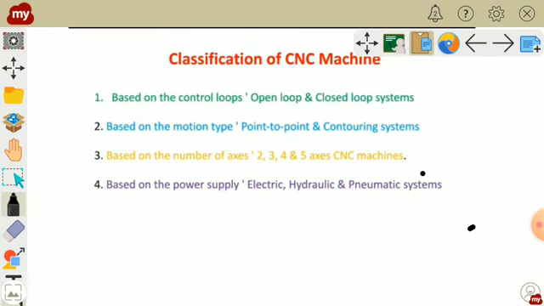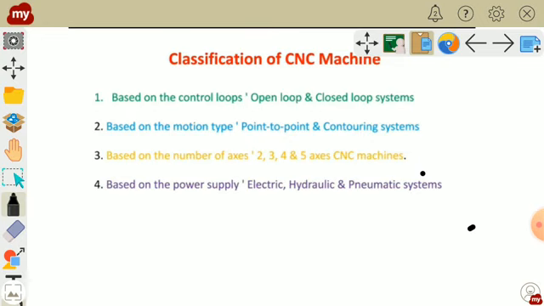In the previous online lecture, we discussed the introduction to CNC system, cutting speed, feed, and depth of cut. We also discussed numerical control and the advantages of CNC machines. So in this lecture we are going to discuss classification of CNC systems.